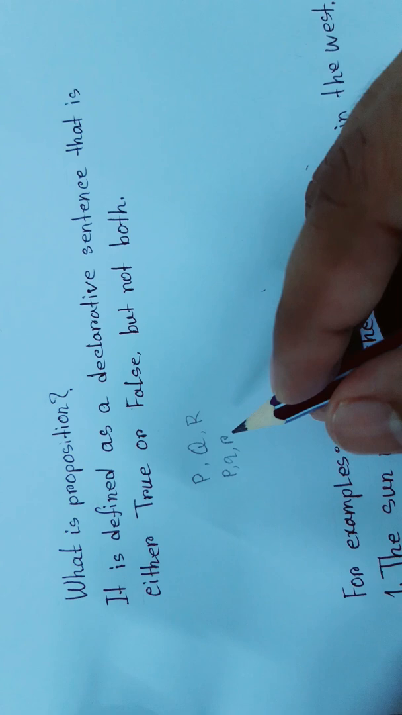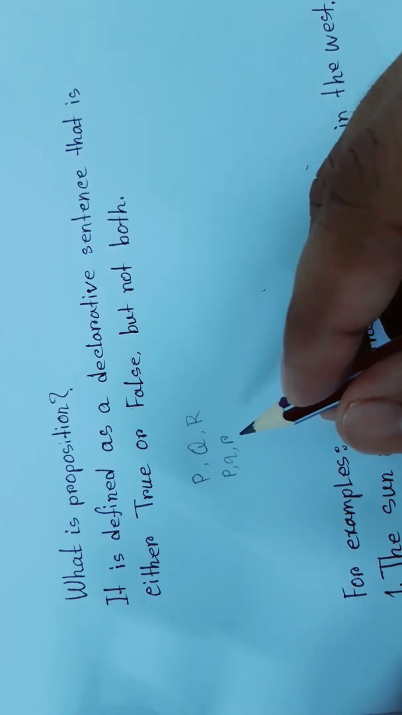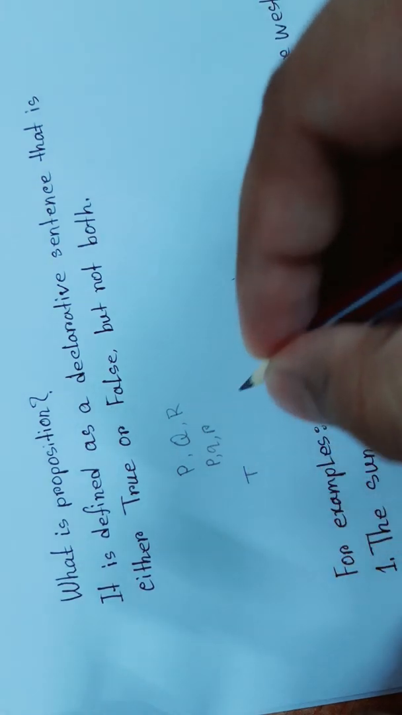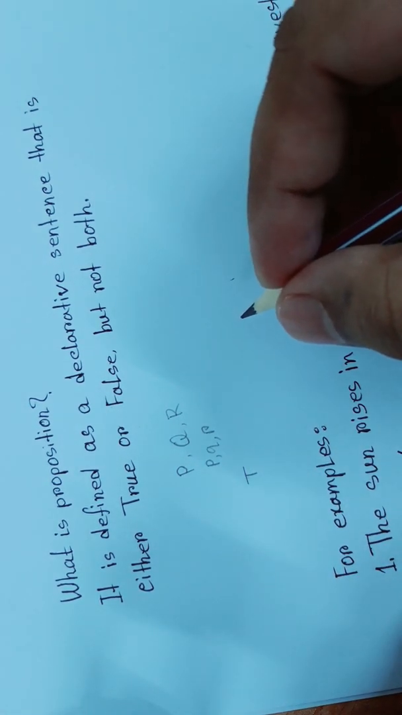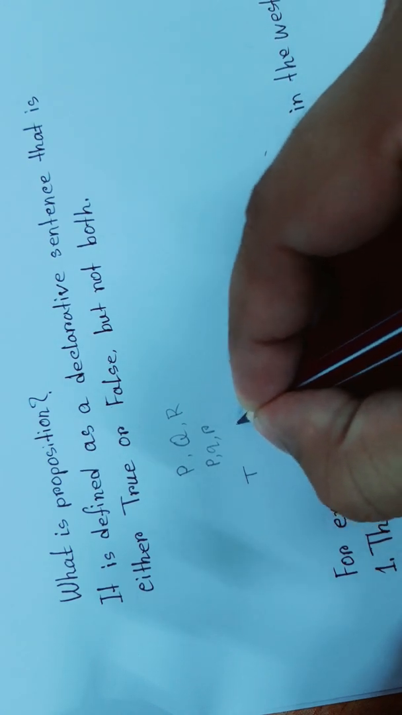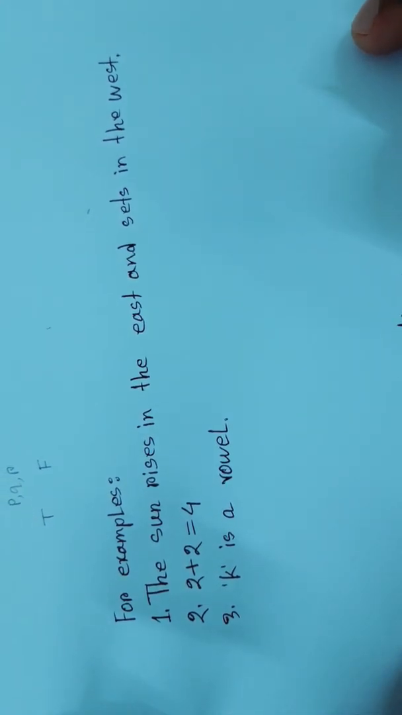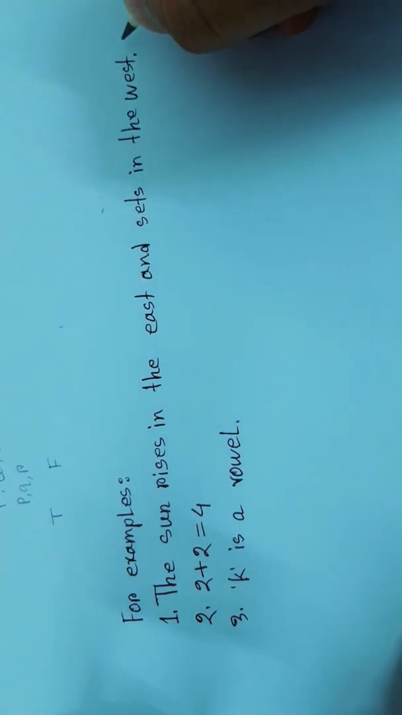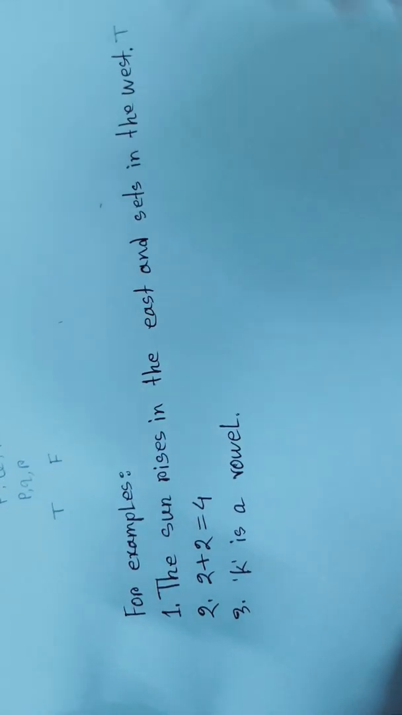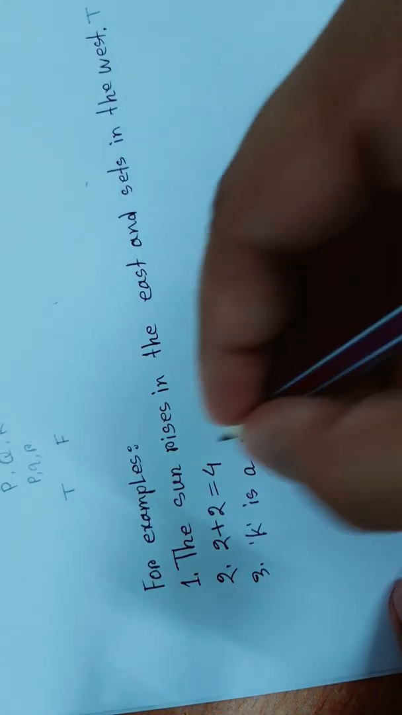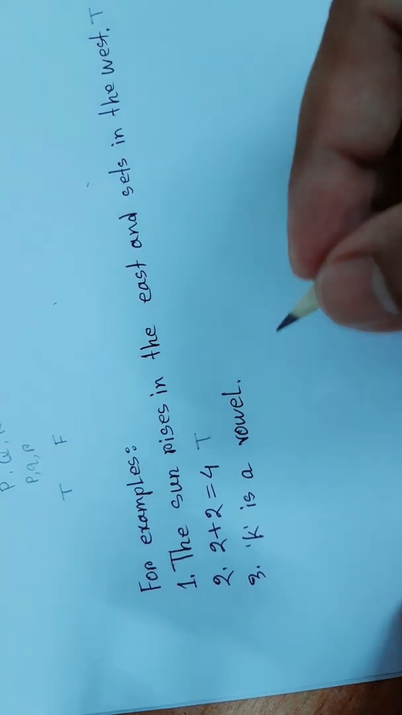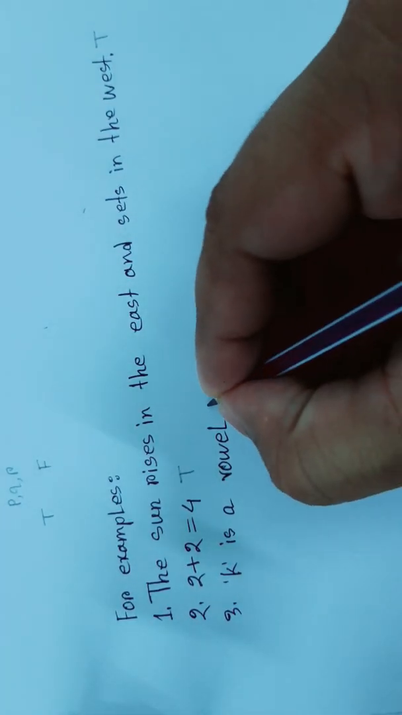The truth value of a proposition is true if it is a true statement, denoted as T, and false if it is a false statement, denoted as F. For example, the sun rises in the east and sets in the west. It is a true statement, so it is T. 2 plus 2 equals 4. It is also a true statement, so it is T. K is a vowel. It is a false statement, so it is F, false.